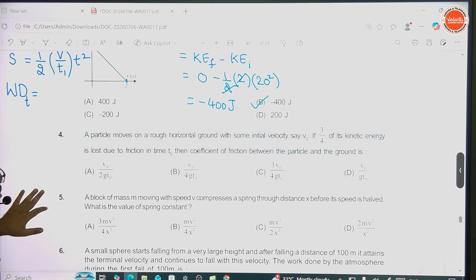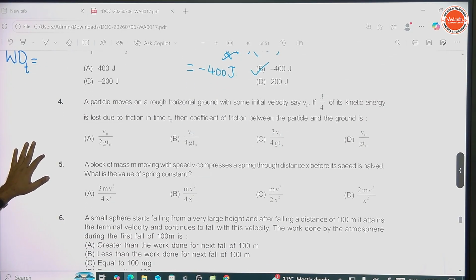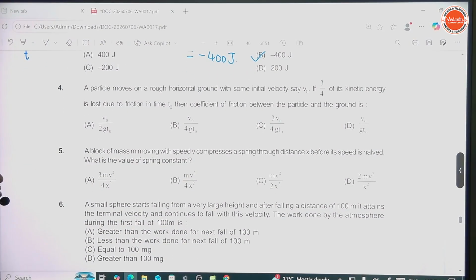A particle moves on a rough horizontal ground with some initial velocity, say v naught. If 3/4 of its kinetic energy is lost due to friction in time t naught, then the coefficient of friction between the particle and the ground is? What is the nature of the friction that is acting here? Kinetic, right? If the body is moving, definitely that means it is slipping on the ground.